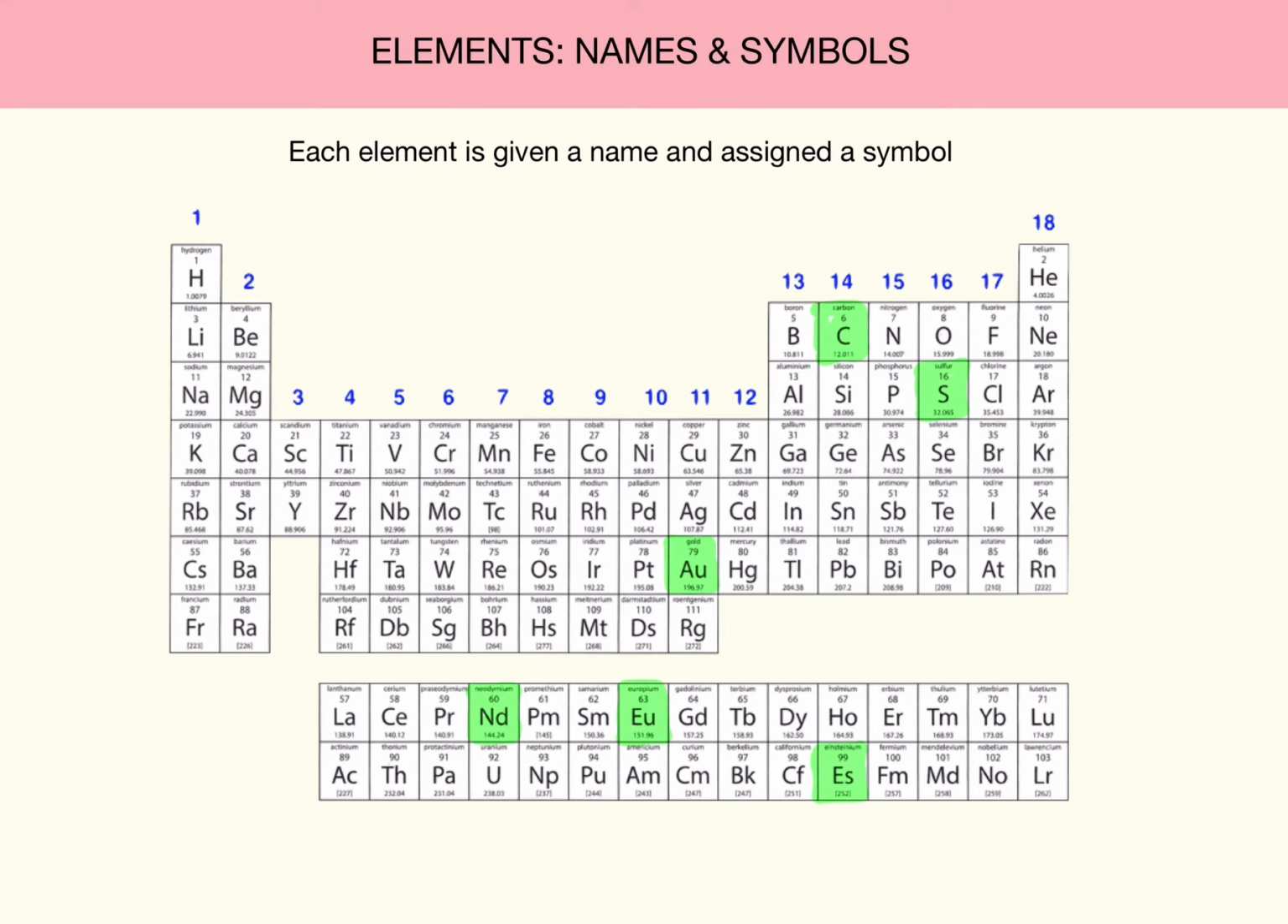But a couple of things have to be true. It must be assigned a symbol that has either 1 or 2 letters. If it has 1 letter, it must be capitalized. If it has 2 letters, the first is capitalized and the second letter must be lowercase. For example, iron, the symbol is Fe for ferrum, capital F, lowercase e.